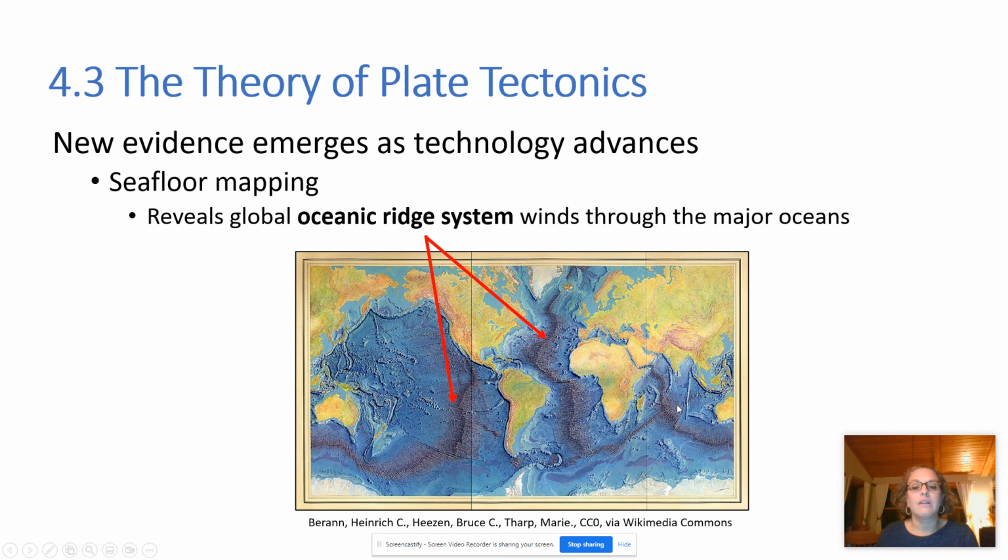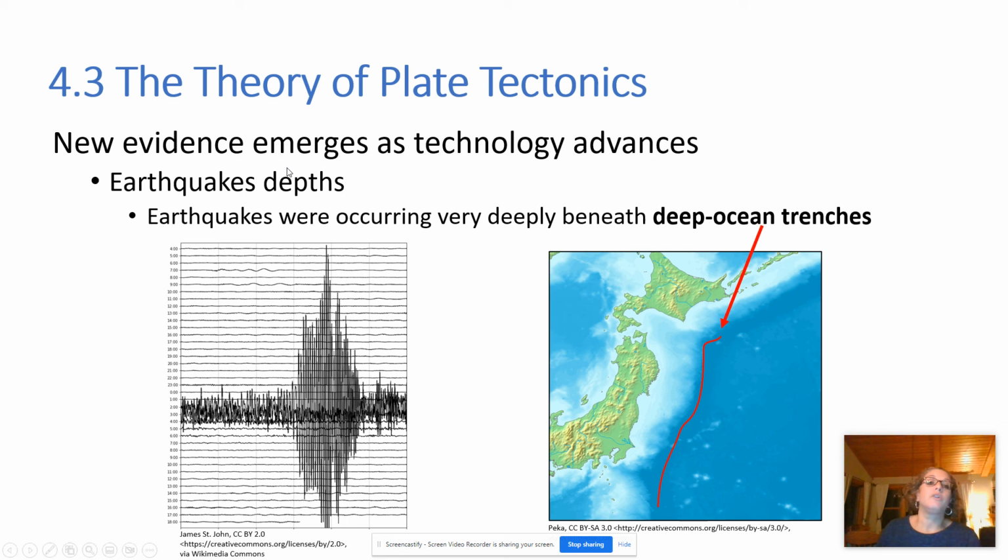The second new evidence that had emerged was related to our ability to map earthquakes. Specifically, we're looking at big earthquakes that were occurring along very deep ocean trenches. So we see this red line here representing an area of great depth in the ocean. And then deep beneath these structures, we are seeing very deep earthquakes occurring.